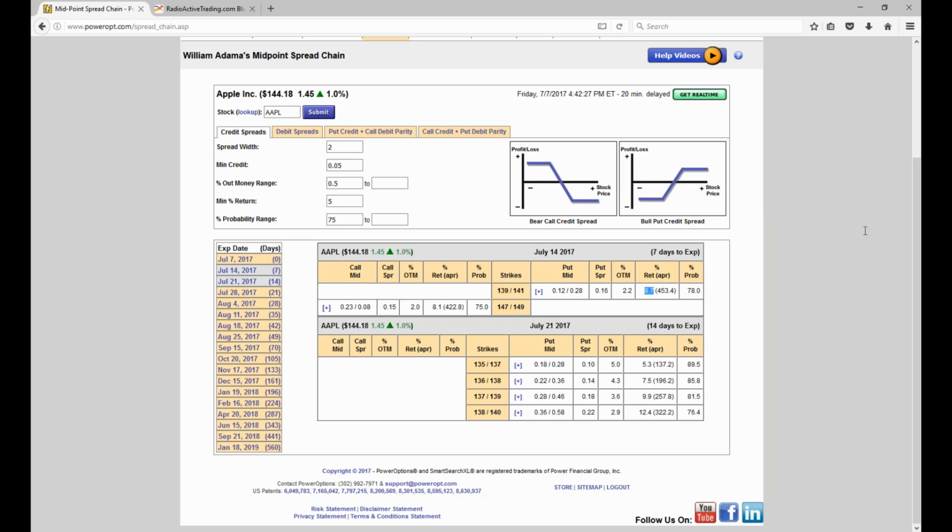Okay, James, you're right. James says the midpoint spread chain does not consider open interest or bid ask. No, it doesn't. It's really just trying to get you to a point, and besides, on Apple here, I wouldn't even be worried. All of these are probably in the hundreds of volume and thousands of open interest because they're still within a reasonable range of the stock, whether it's 7 days out or 14 days out in time as well.